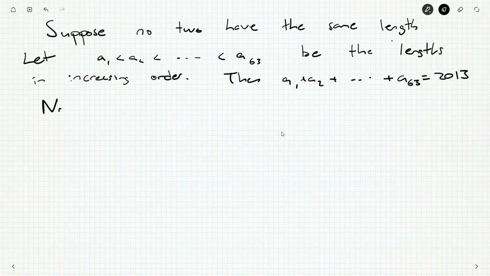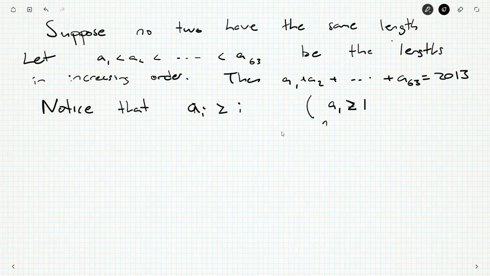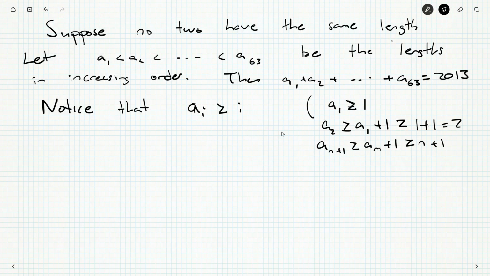So, I will make a blanket statement. Notice that Ai has to be greater than or equal to i. And if we wanted to, we could prove this by induction. A1 has to be greater than or equal to 1. Why? Because it has to be a positive integer. And A2 is at least A1 plus 1, which is at least 1 plus 1, which is 2. And in general, A(n+1) is at least An plus 1, which is at least n plus 1.